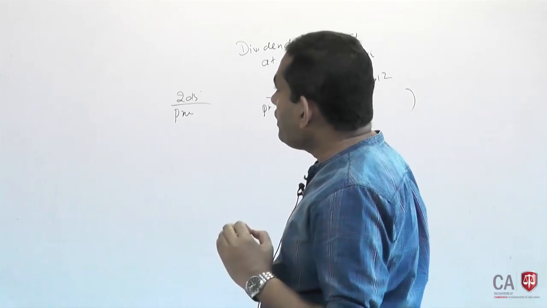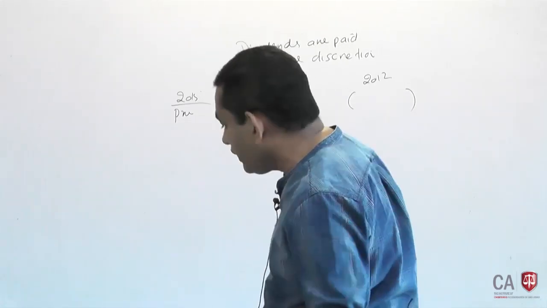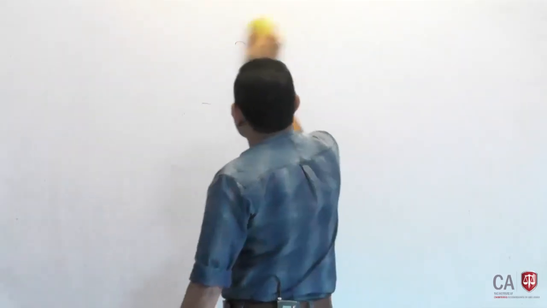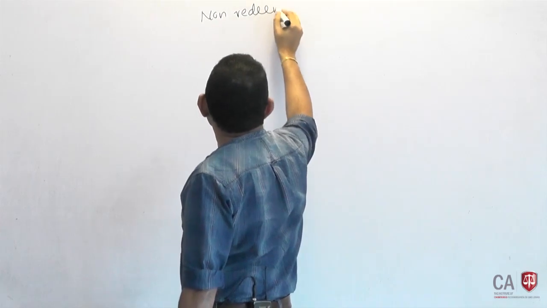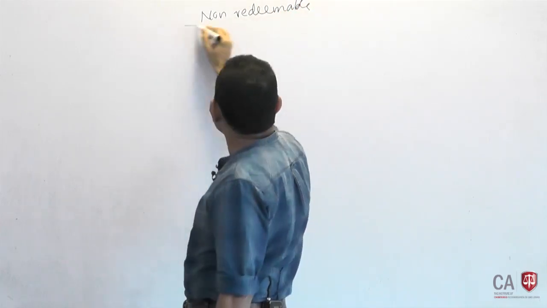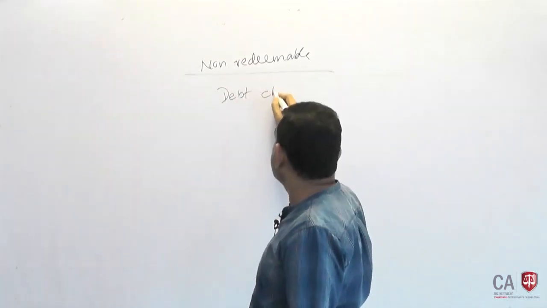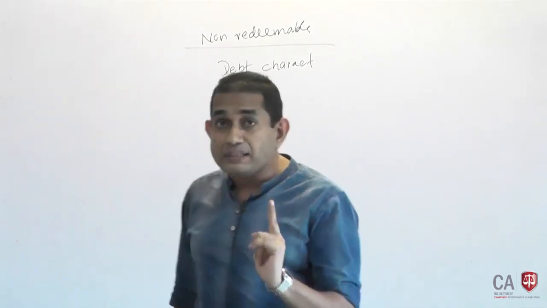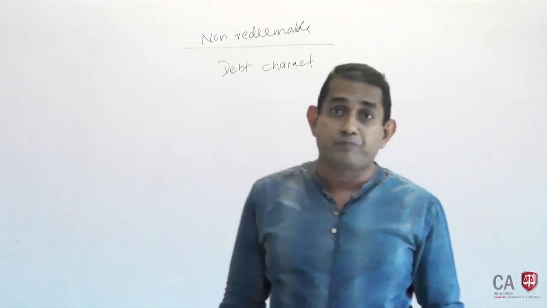B, non-redeemable preference shares where the dividends are paid at the discretion of the issuer. Non-redeemable, so that explains capital repayment, debt characteristics. And the dividends are paid at the discretion of the issuer, at the discretion of the company.